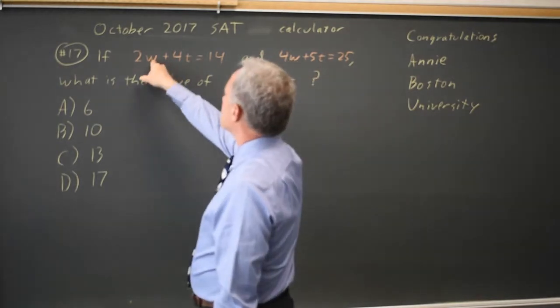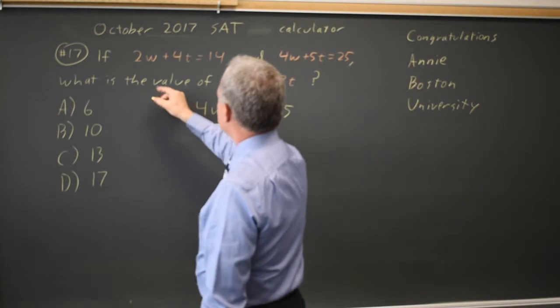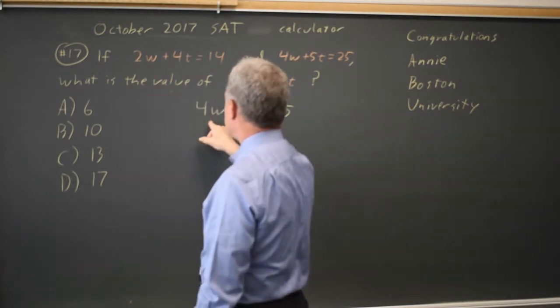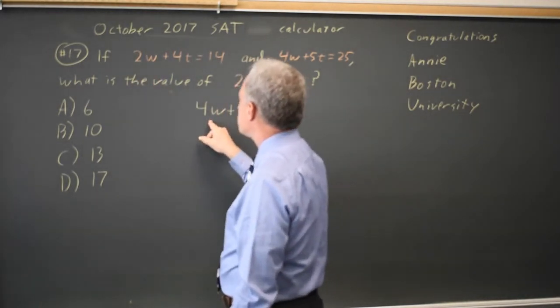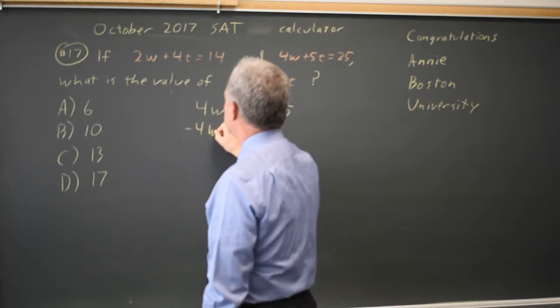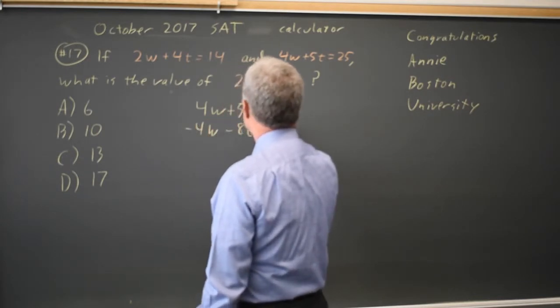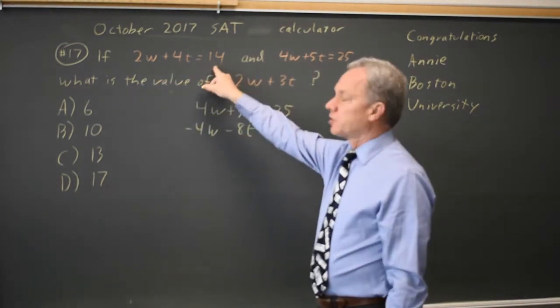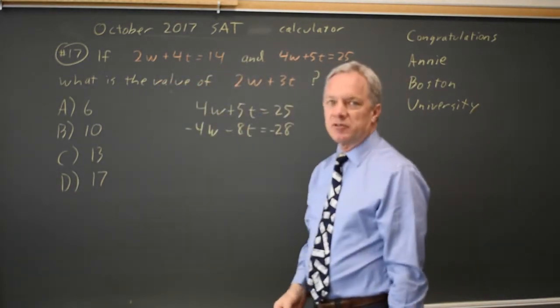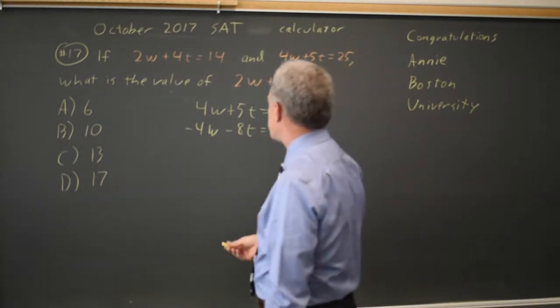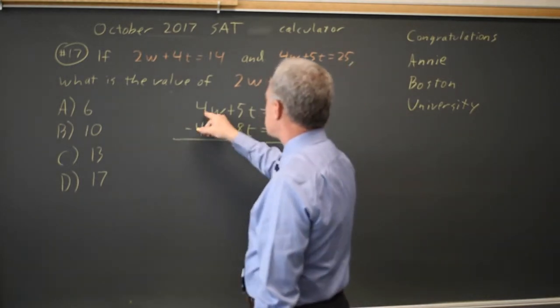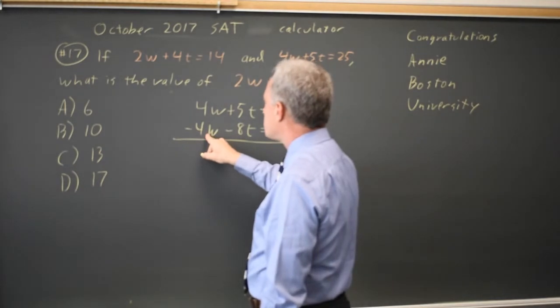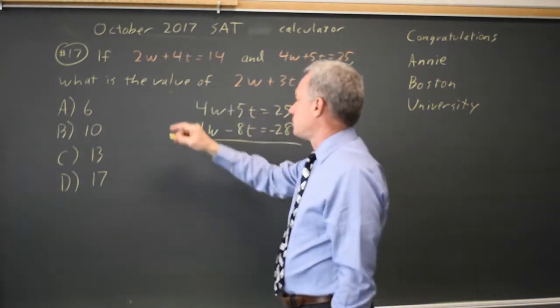If I multiply this equation through by -2, which will give me -4w, that will add with 4w to give me 0w: -4w minus 8t equals -28. Make sure you multiply each term by -2 and don't drop the negative, and don't forget to multiply the constant on the right-hand side. When I add these, 4w minus 4w is 0w. That's why I chose to multiply by -2.